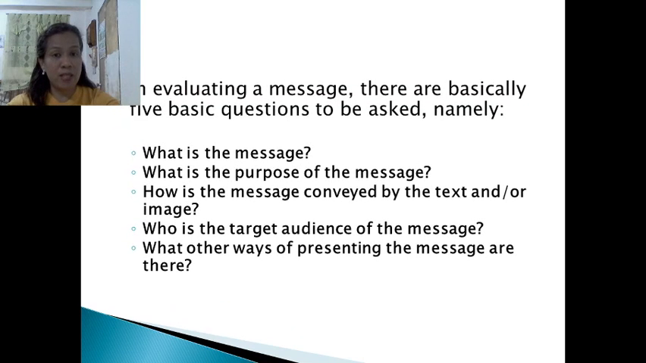Now, in evaluating a message, there are basically 5 questions to be asked, or you need to know. So the first one is, what is the message? What is the purpose of the message? How is the message conveyed by the text or image? And then who is the target audience of the message? And then what other ways of presenting the messages are there? Now, later on, we will analyze a certain image and then we will use these 5 questions.